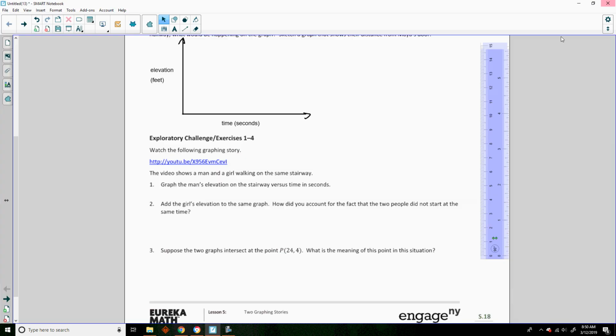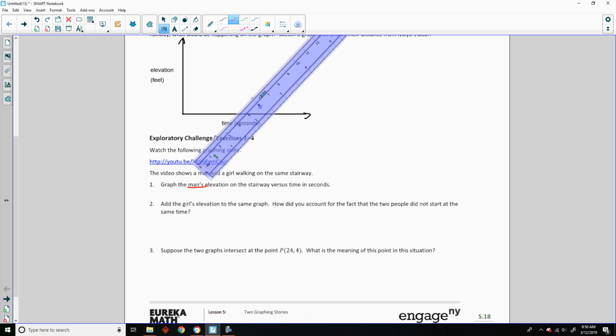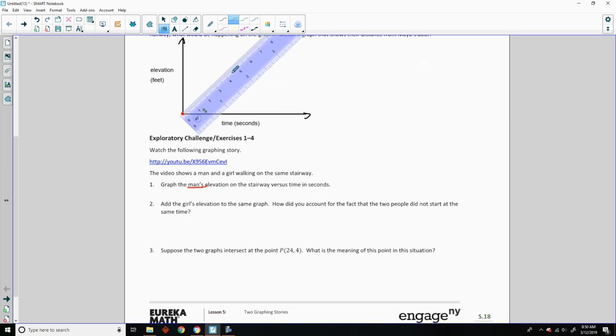We need to graph. It says graph the man's elevation on the stairway versus time in seconds. So I will graph the man in red. He started on the first floor, which would be elevation 0 at time 0. So he would start at the origin. This is time in seconds. This is elevation in feet. So he climbed the stairs at a certain pace, and we don't have any unit of measurement, so this will work.